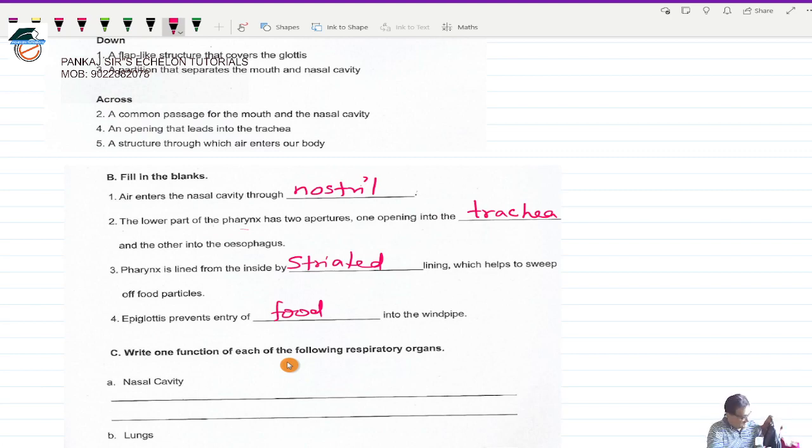The next question is: write the function of each of the following respiratory organs. First is, what is the function of the nasal cavity? Now I think I'm going to continue with this in the next video because time doesn't permit me to go further. So from here onwards, that is the C part of the question, we will be proceeding in the next video.